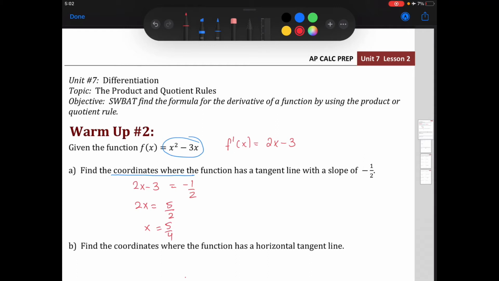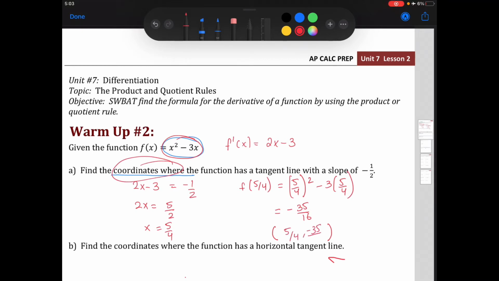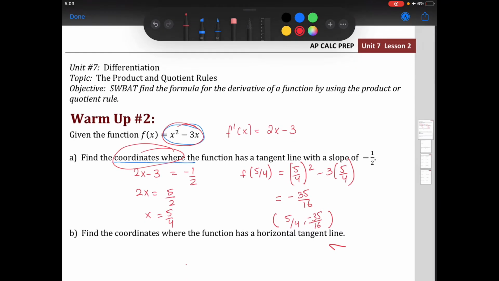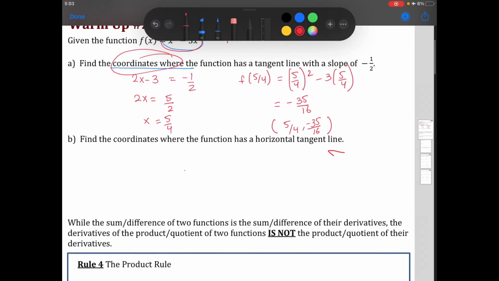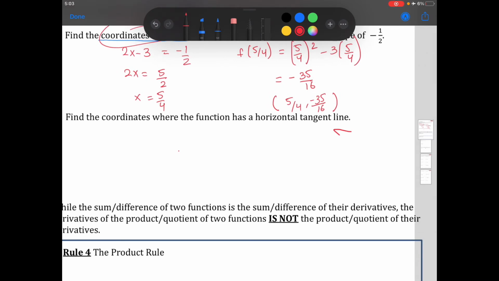So I know my x coordinate. I want to find my y coordinate. So I'm going to go back to my original function and substitute f of 5/4, which would be what? (5/4) squared minus 3 times 5/4. You can simplify that and you will get negative 35/16. So your coordinate, again, please make sure you always read the question. It asked me for the coordinates. My x is 5/4 and my y is negative 35/16.